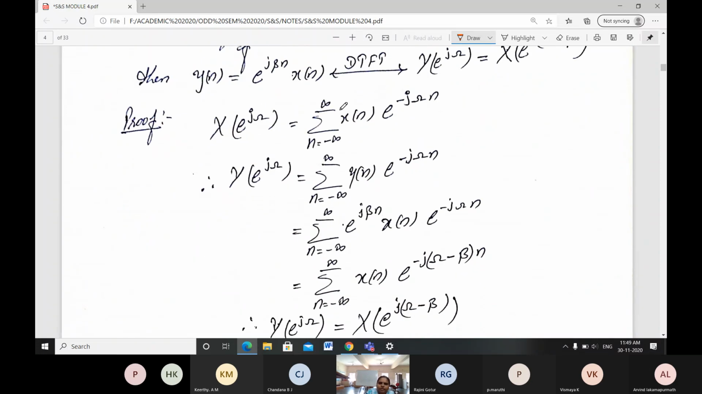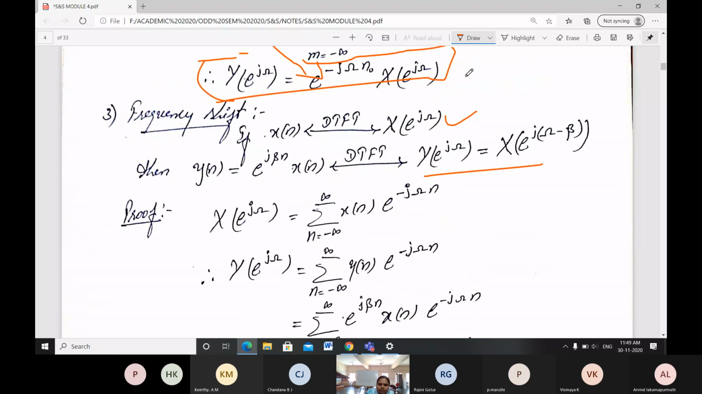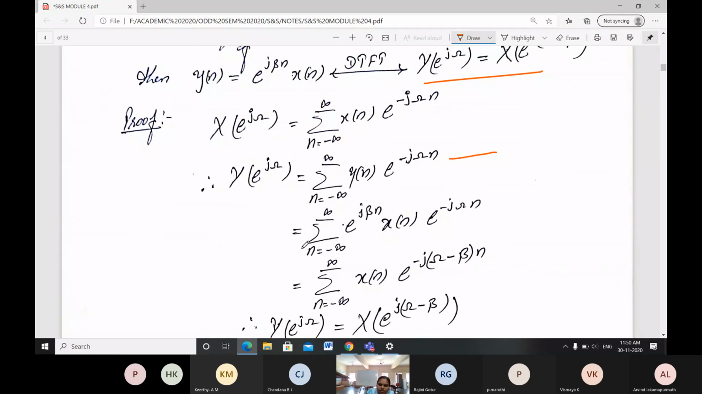Now we will prove the frequency shift operation. Hence, consider the proof: X of e raised to j omega is equal to summation n equals minus infinity to plus infinity x of n e raised to minus j omega n. Then Y of e raised to j omega is equal to summation n equals minus infinity to plus infinity y of n e raised to minus j omega n.